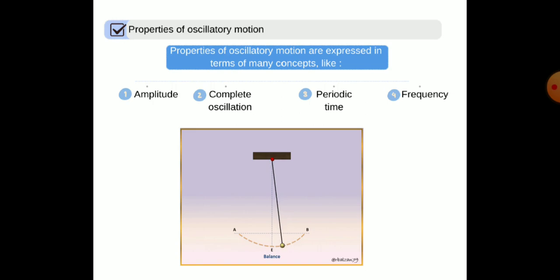And now we're going to talk about the properties of oscillatory motion. So we have four properties. Number one, amplitude. Number two, complete oscillation. Number three, periodic time. And finally, frequency.